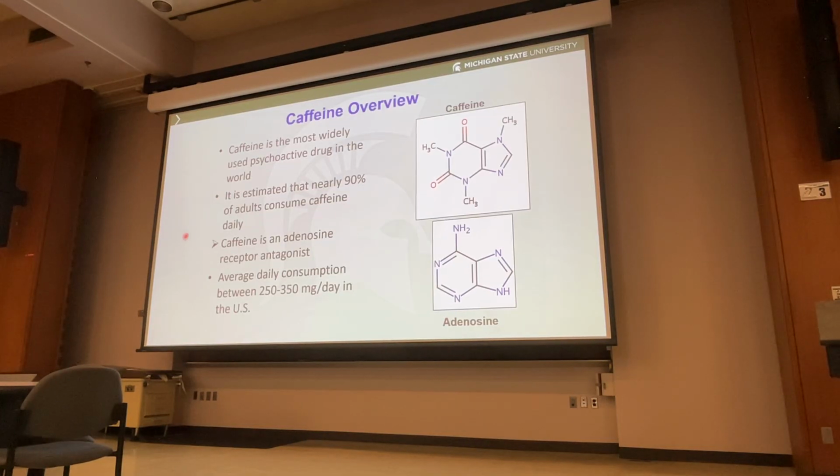To cut right to the chase, caffeine is an adenosine receptor antagonist. We'll get into that in a little bit. Average daily consumption is 250 to 350 mgs per day in the US. I wonder how big that sample size was. I have to imagine universities consume a lot more than other areas.